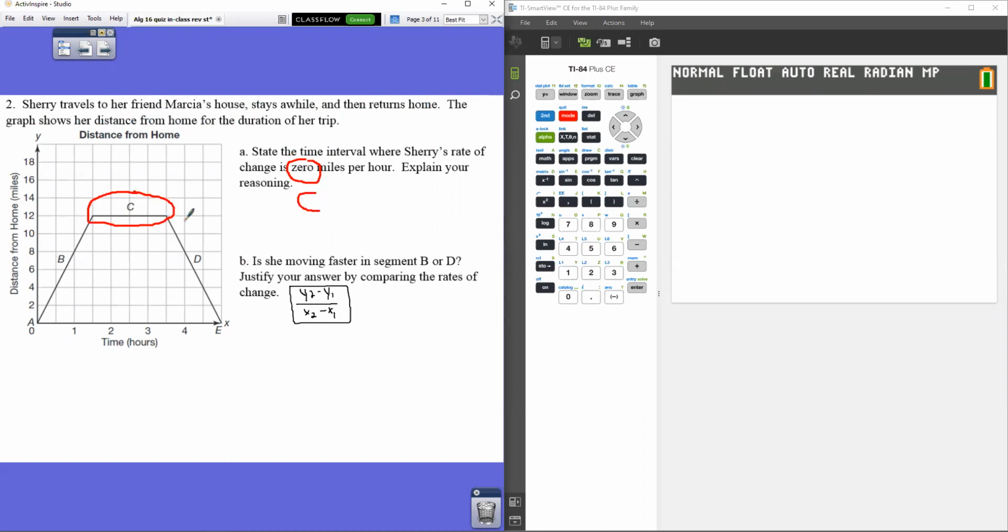Notice that the distance is not changing. That distance not changing is a key to showing you that she's standing still, that she's not moving. Her rate of change is 0.